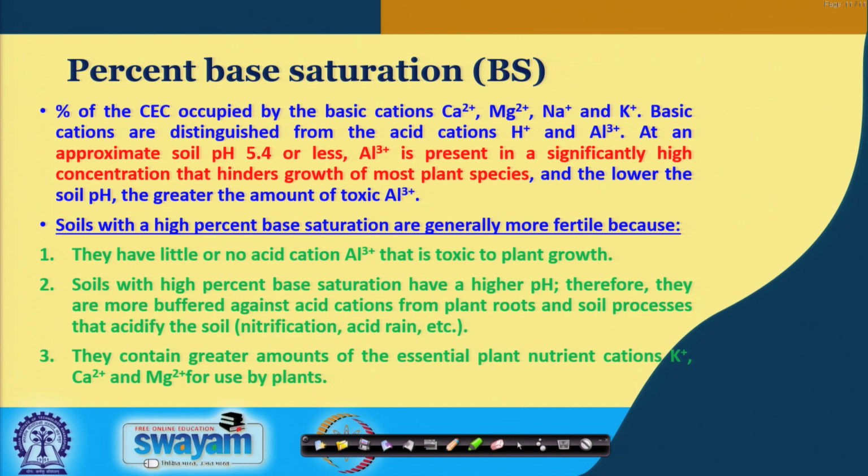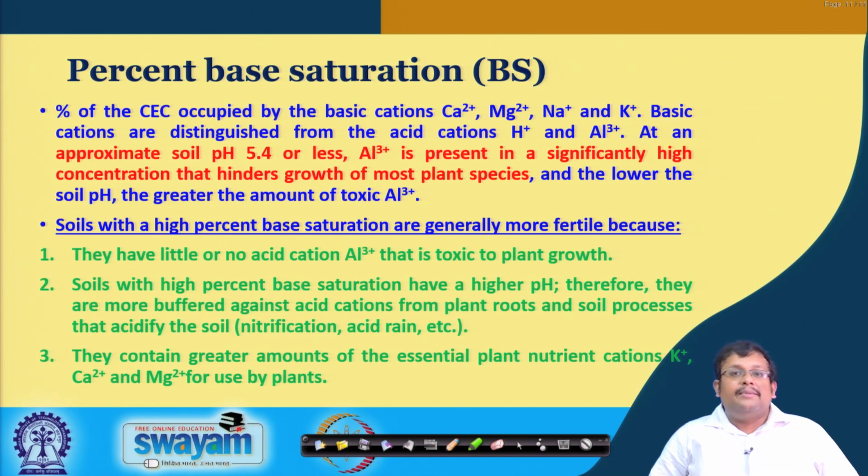Percent base saturation is basically the percentage of CEC which is occupied by basic cations like calcium, magnesium, sodium and potassium, and it does not consider the acidic cations like H plus and Al3 plus, because aluminum is very toxic to plants in acidic conditions, and with the increase in soil acidity, the aluminum concentration or aluminum toxicity increases in the soil.